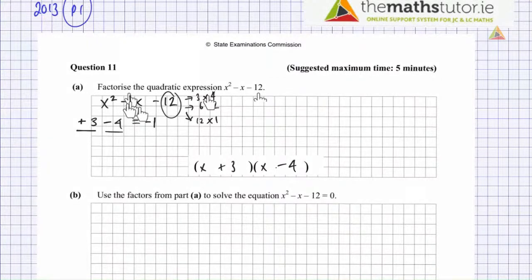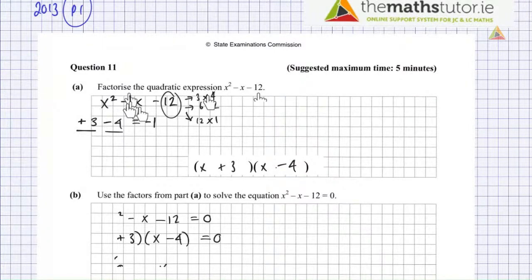And then, like the last question as well, it's saying use your factors from part A to solve the equation. So what we had was x squared minus x minus 12 equals 0. And what we're after doing is solving it. So x plus 3 and x minus 4 equals 0. So we're going to let both of them equal 0. So x plus 3 equals 0. So x is equal to 0 minus 3. So x is equal to minus 3. That's the first solution.